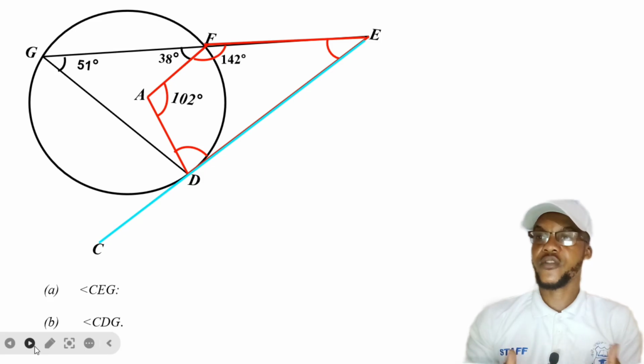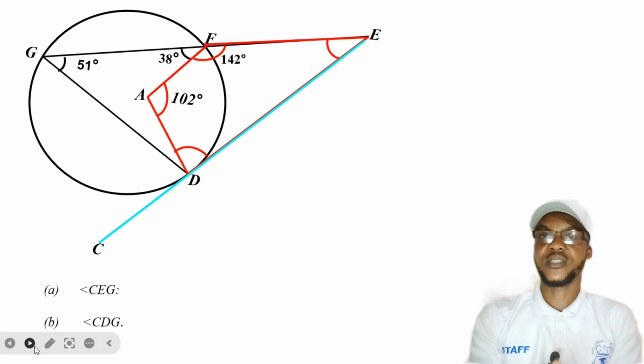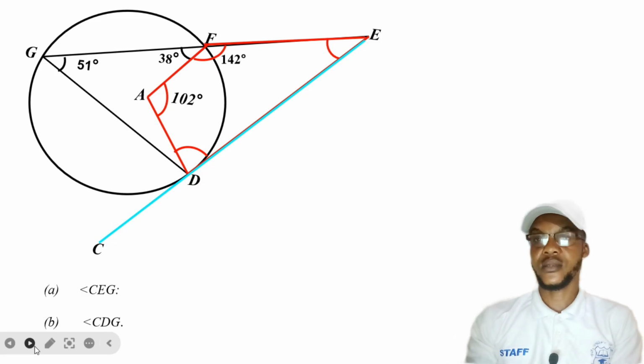Circle theorem is just a combination of both plane geometry 1 and plane geometry 2. In plane geometry 1, we dealt with angles, straight lines, triangles, and all that. For plane geometry 2, we added circles and some properties or theorems. If you study all these theorems, then it becomes easy for you to answer questions. So let's continue.